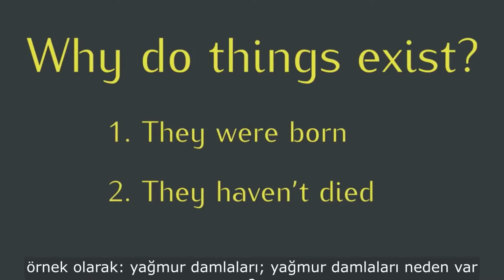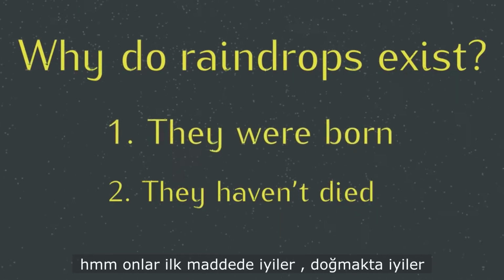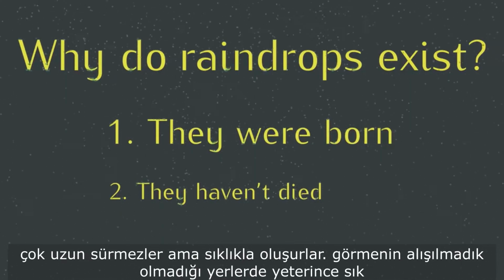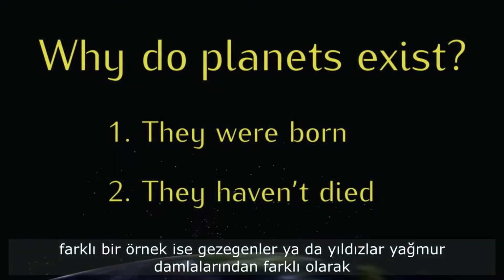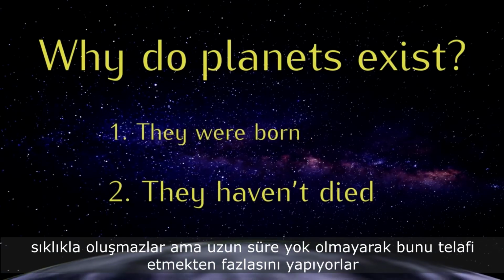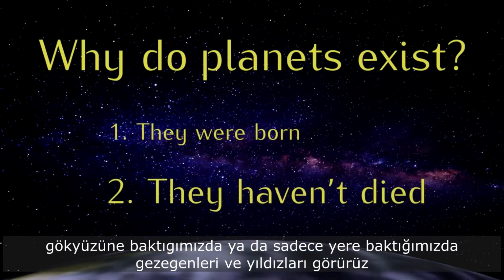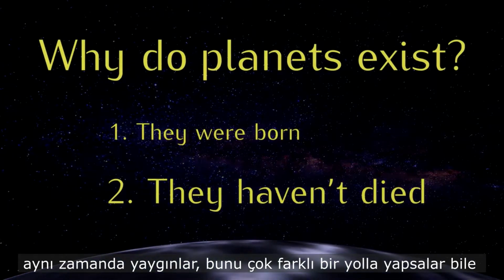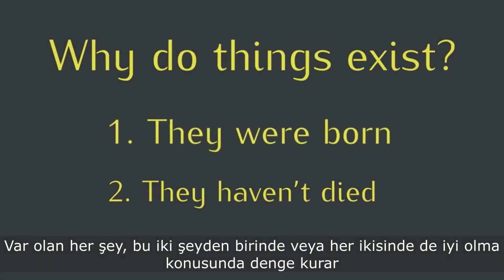It kind of seems like we haven't really said anything, but breaking it into two parts does help us look at some patterns. For example, raindrops. Why do raindrops exist? Well, they're good at this first part. They're good at being born. They don't last very long, but they form often enough where it's not unusual to see them. A different example is planets or stars. Unlike raindrops, they don't form very often at all, but they more than make up for it by lasting a long time. When we look up in the sky or just at the ground, we see planets and stars. They're also common, even though they do it in a very different way. Any kind of thing that exists strikes some balance at being good at one or both of these two things.